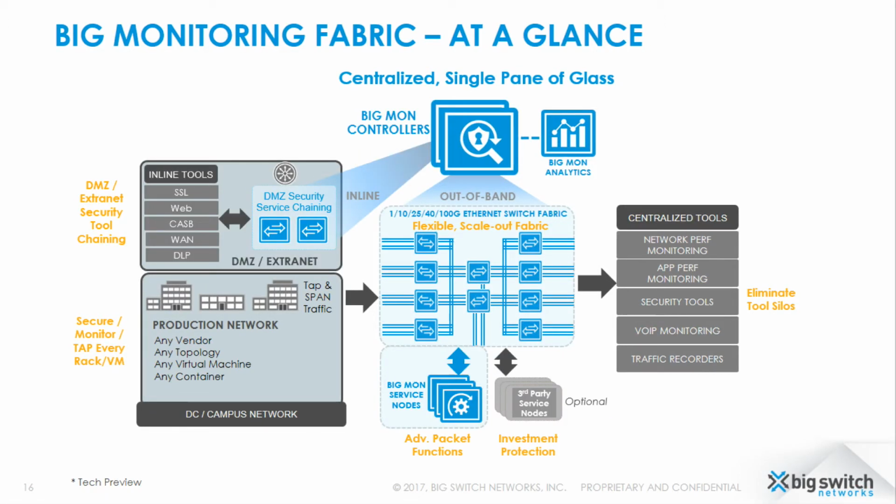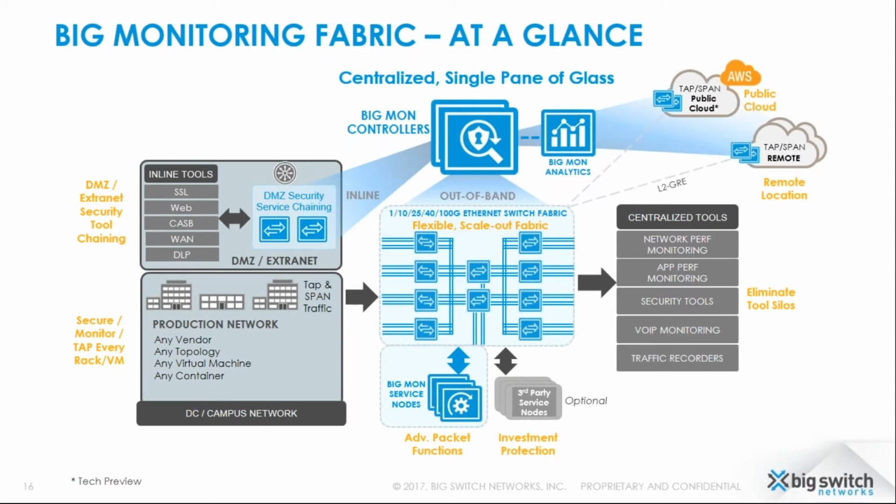We also have an inline solution that allows us to selectively steer traffic inline. And just to point out, everything we've been talking about so far is out of band. So we're taking a copy of production traffic and feeding our tools with it. So there's no impact to production. It's simply a way that we can get visibility into our network.